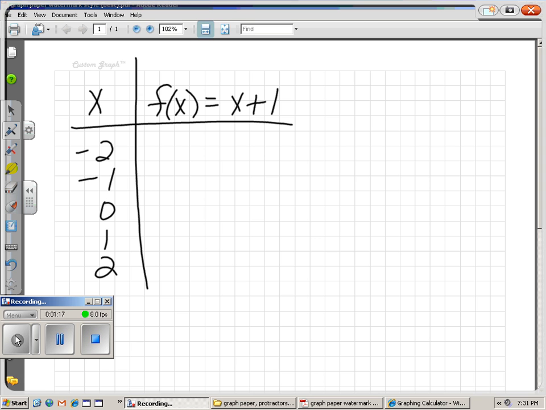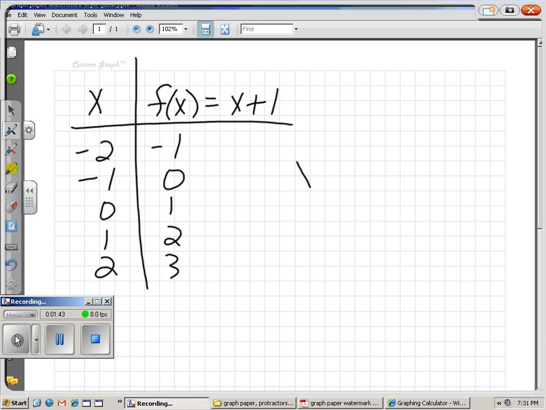and I'm going to run them through the function and see what my y's are, what my f of x's are. So I run negative 2 through. Negative 2 plus 1 is negative 1. Negative 1 plus 1 is 0. 0 plus 1 is 1. 1 plus 1 is 2. 2 plus 1 is 3. And so on and so on. It doesn't appear that there's any x that I cannot use. So my answer is going to state that x can be anything. x can be all real numbers.